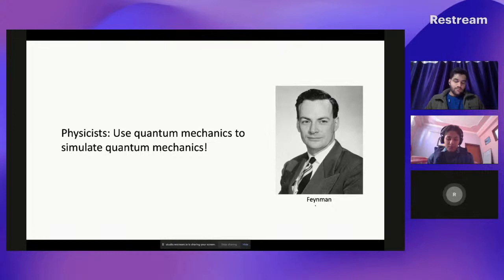Physicists like Feynman thought, hey, why don't we use quantum mechanics to simulate quantum mechanics? This would be a good idea, right? So a lot of physicists at the beginning were thinking about something called quantum simulation, which basically uses one quantum system to simulate another quantum system.